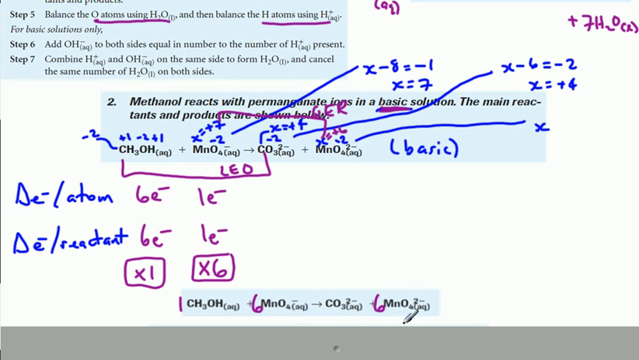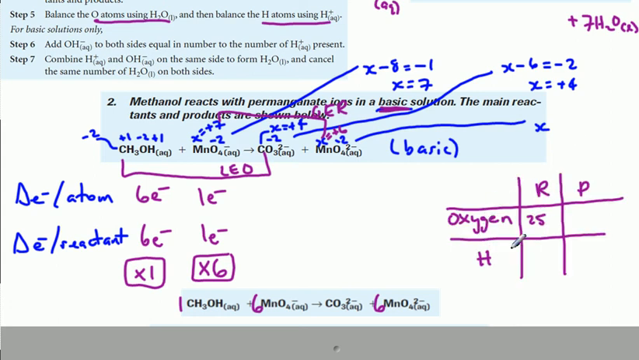So there is 1 oxygen here and 24 oxygens here. And it's really useful to use a chart like this if you need to. So total of 25 oxygens on the left, and on the right side we have 3 plus 4 times 6 is 24, for a total of 27 oxygens here. So that means we're adding 2 waters on the left side.